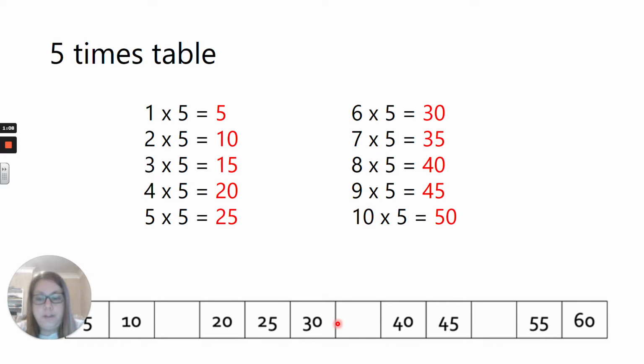So let's have a look at this number track here at the bottom. We've got some missing numbers. So pause the video and work out what the missing numbers are. So it goes 5, 10, 15, 20, 25, 30, 35, 40, 45, 50, 55, 60. I'm sure you managed to do that. Give yourselves a big tick.